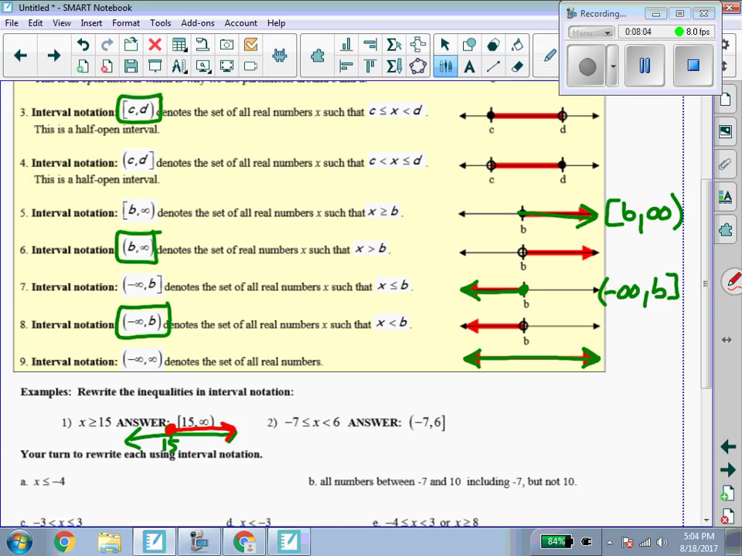So for the next one, if we do the same thing and draw our number line, we have -7 and then 6. -7 is lower than 6, which is why it's first. -7 is a closed circle because it's equal to. 6 is an open circle, and it says we have all x values in between. So then our interval would be, should actually be written, that's not correct right here.